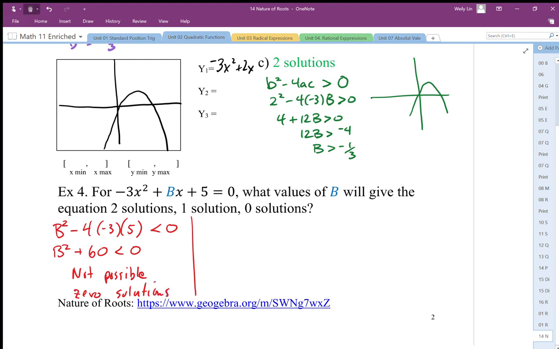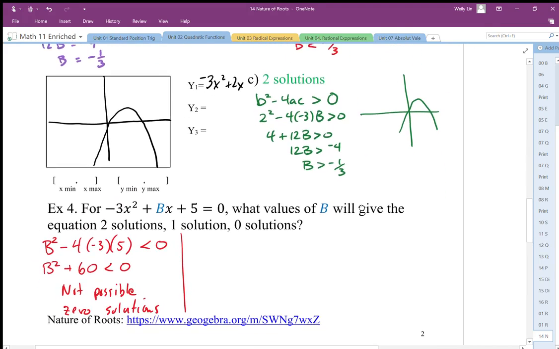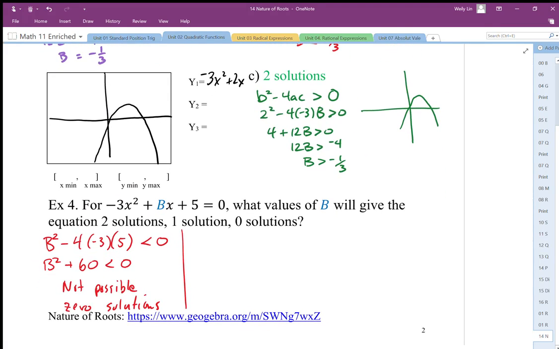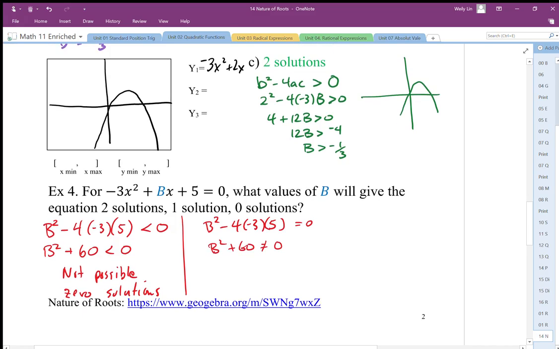Okay, so let's take a look at the one solution situation. Well, one solution is going to be when we had, oops, I should have done this in purple, but this is going to be my one solution situation. B squared minus 4 times negative 3 times 5 is equal to 0. So again, this will not be equal to 0. So b squared plus 60 is never equal to 0. Therefore, one solution is not possible.